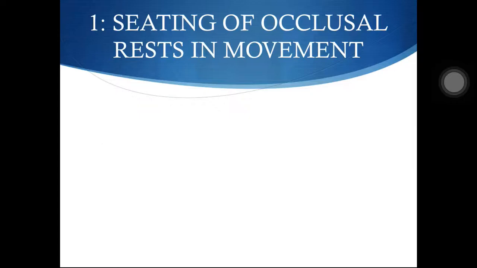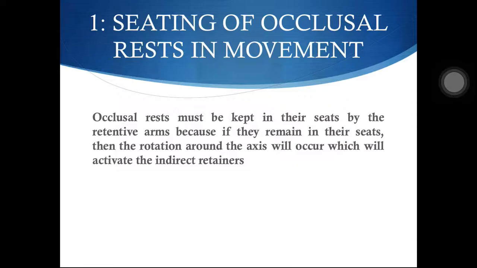Number one is seating of occlusal rests in movement. Occlusal rests must be kept in their seats by the retentive arm, because if they remain in their seats, then the rotation around the axis will occur, which will activate the indirect retainer. In other words, we can say that direct retainer has to be most efficient for the indirect retainer to be effective. So the occlusal rest, which will be providing a fulcrum, has to have been properly seated against the hard tissue surface for the indirect retainer to be activated.